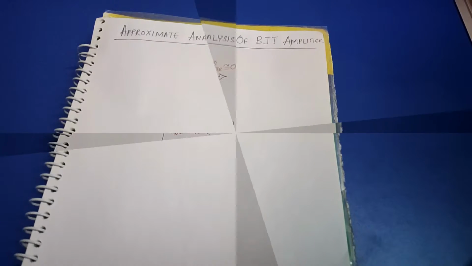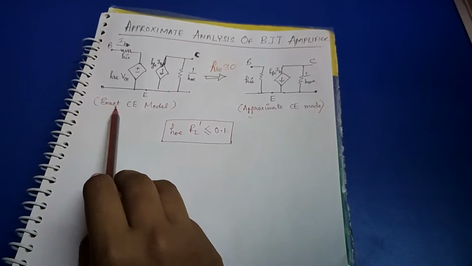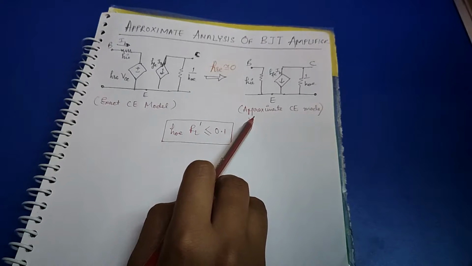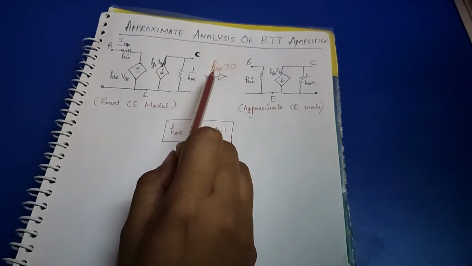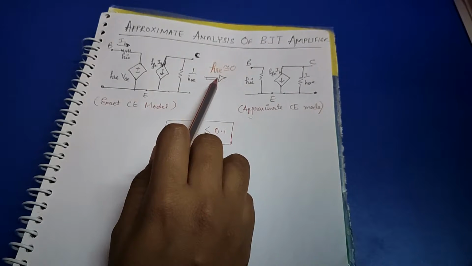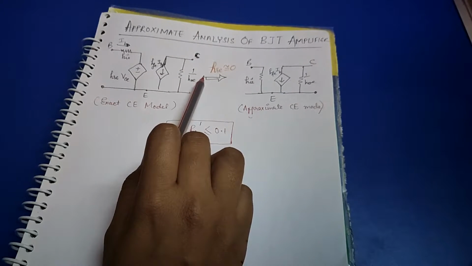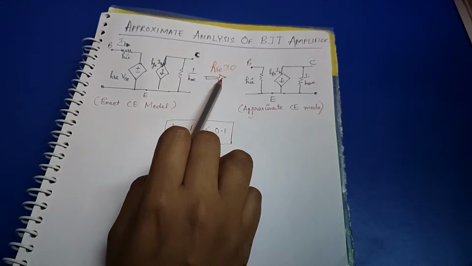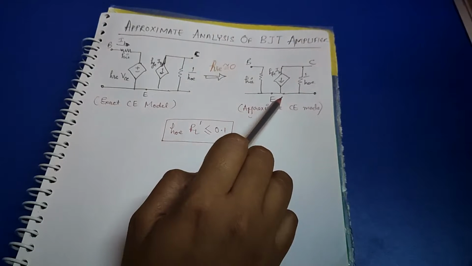Okay, so generally what happens in approximate analysis, the BJT is replaced with the approximate common emitter h-parameter model, which is obtained by neglecting the parameter hre. Let me show you first. Here you can see the exact common emitter model, and this is the approximate CE model. We have to neglect the value of hre. The hre value is very small, so we approximate hre equals 0. Okay, so our circuit gets reduced to this form.